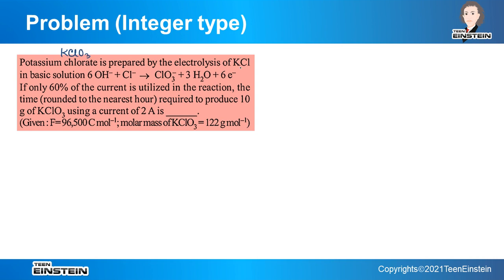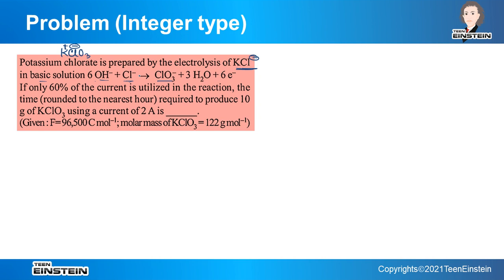It can be prepared by electrolysis of KCl in basic solution, and this is the reaction by which we can get ClO3 minus. ClO3 minus is nothing but KClO3. Mostly you will see in cell reactions only the anion is written, because K plus is not important here. The oxidation state of chlorine is important here, so that is why we are focusing on this part. And electrolysis of KCl, that means the anion is Cl minus, so that is mentioned here. And as it is basic solution, so HO minus is already written. So the balanced equation is already given.